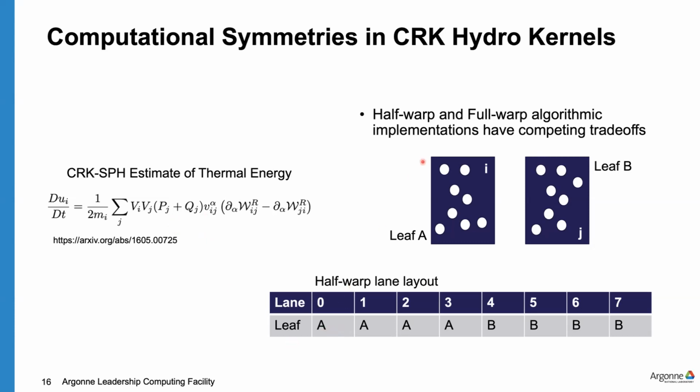What this means, at least in this half-warp implementation that we have, which is basically an implementation characteristic, is that we load up half of the warp or half of the SIMD with particles from leaf A, and then half of the warp or SIMD with particles from leaf B, and then the interactions happen between corresponding lanes. So if lane 0 is interacting with lane 4, at the same time lane 4 is interacting with lane 0, and so forth.